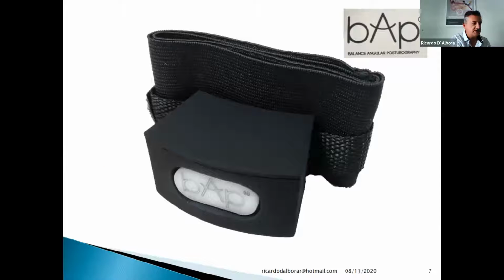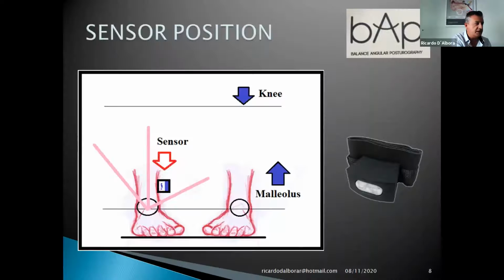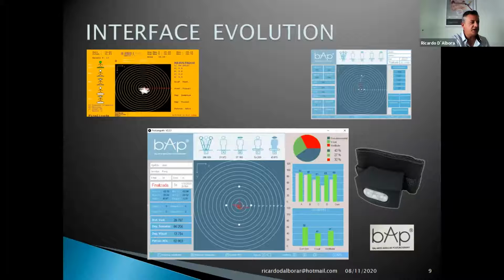This little box has a gyroscope and accelerometers. This device is placed with an elastic band over the internal malleolus. This image shows the interface, the current one here. Above, you can see the previous one. Now we have this.